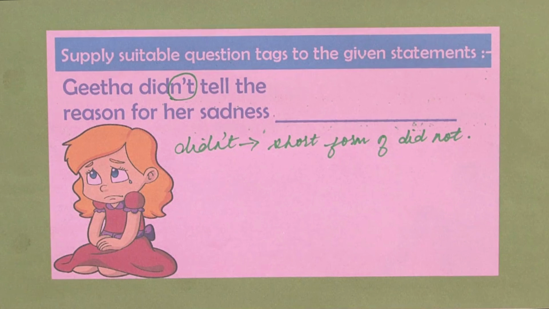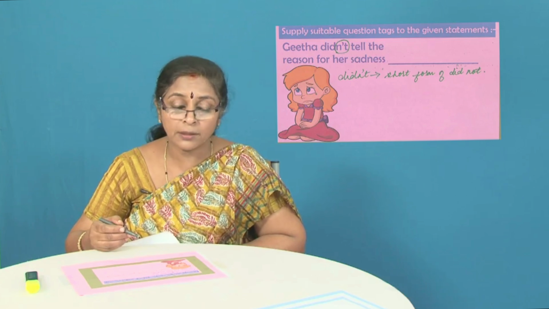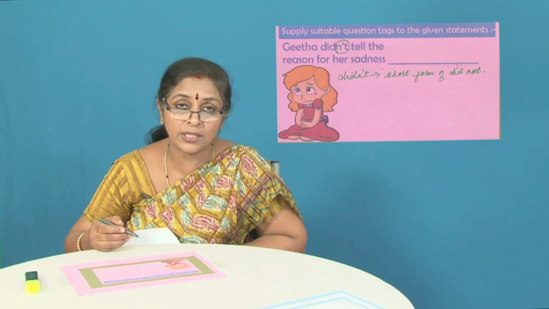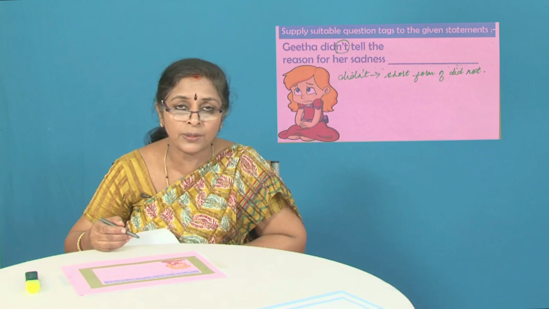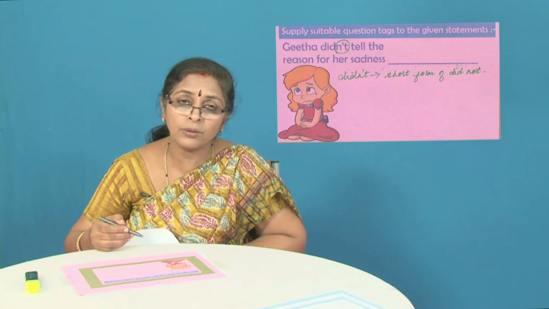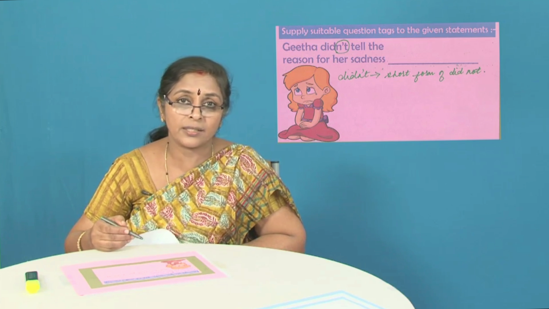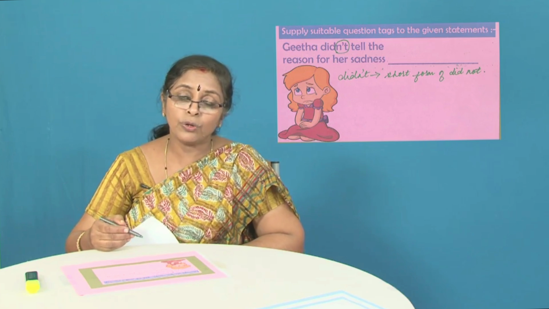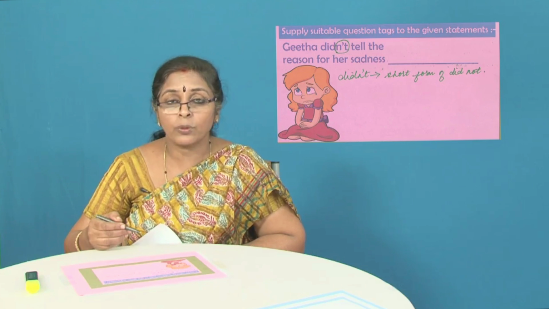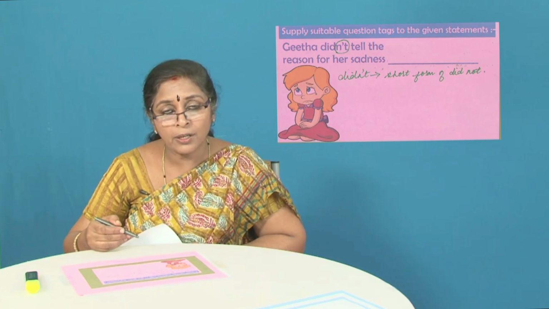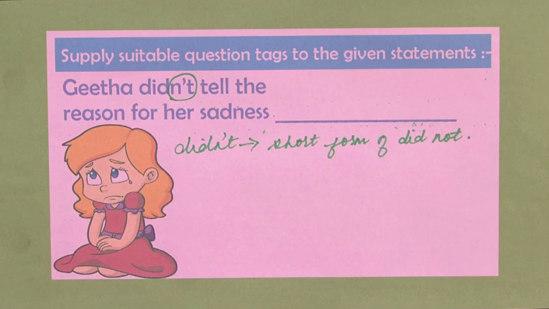Okay, now moving back to the rules that we have to keep in mind while supplying the question tags. What is the first rule that we discussed? Have you all made a note of it? Do you have your pen and paper with you, students? Please make a note of all the rules that we discussed today regarding supplying the question tags to the given statements. So, rule number 1, if the sentence is in the positive, the question tag should be in the negative, and if the sentence is in the negative, the question tag will be in the positive.